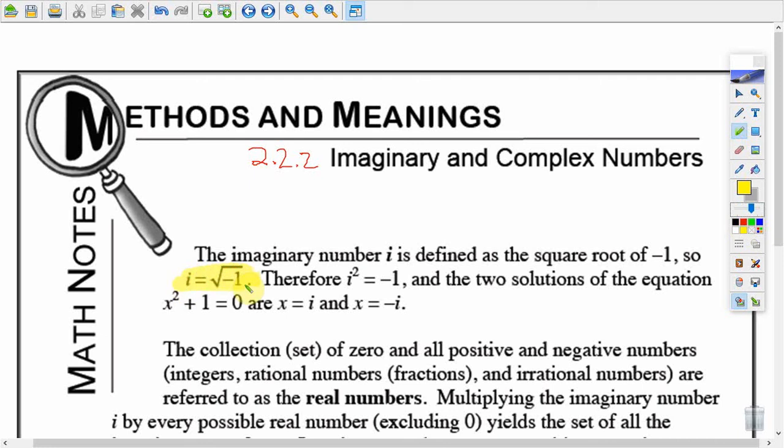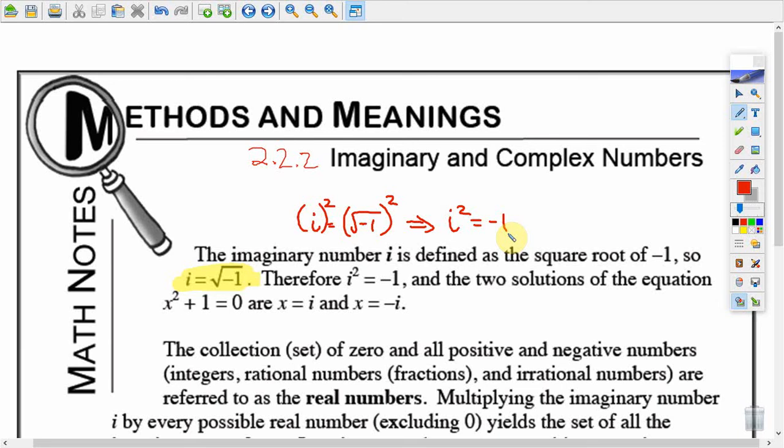Now if you remember your exponent rules, you can more or less figure the rest out, but let's go through it. Therefore, i squared is equal to -1, because if we square a square root, so we say i is equal to the square root of -1, and we square both sides, well, on the left we get i squared, and on the right we square a square root and we get -1. So i squared equals -1.